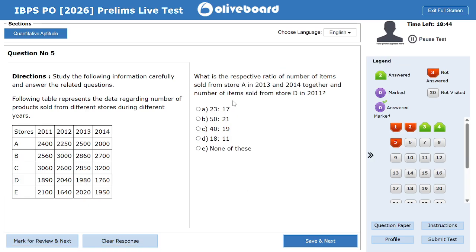What is the ratio of the number of items A in 2013 and 14 together to the number of items D in 2011? 50 to 21. What is the approximate percent increase in sale of items B and D taken together in 2012? B and D 5040. Previously it was 2560.